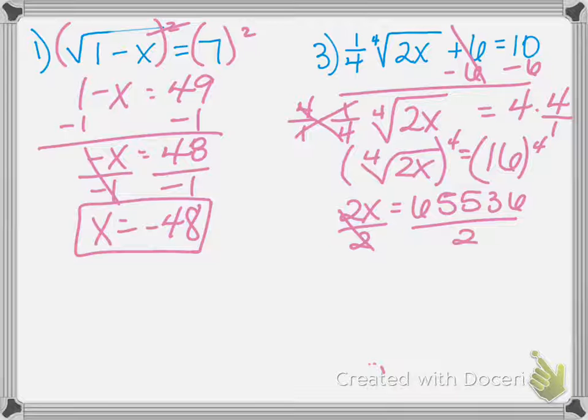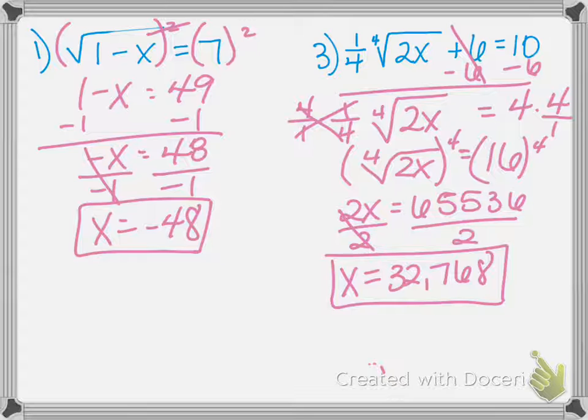In this case, we only have multiplication, so it's just going to be dividing. And we will get whatever our answer is divided by 2, which is going to be 32,768. And that's our answer. Again, you need to only plug it back in to check for extraneous solutions if you have 2 solutions. And we do not. We only have 1, so we don't have to worry about that.